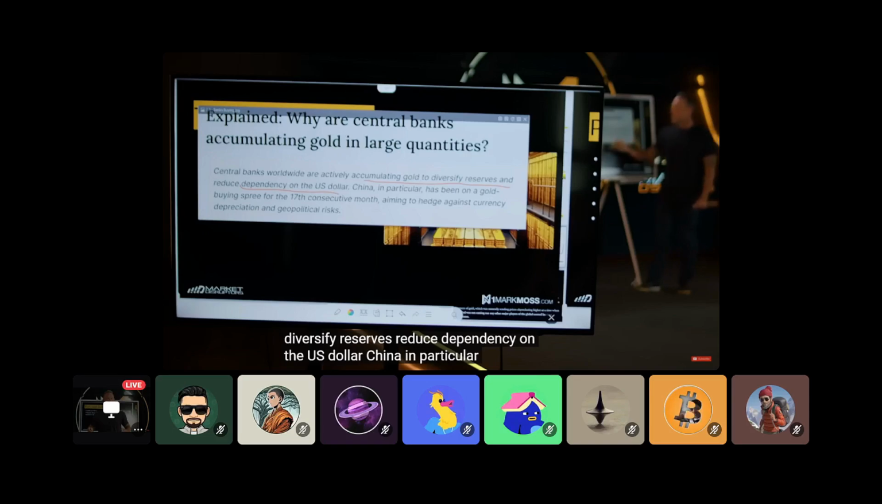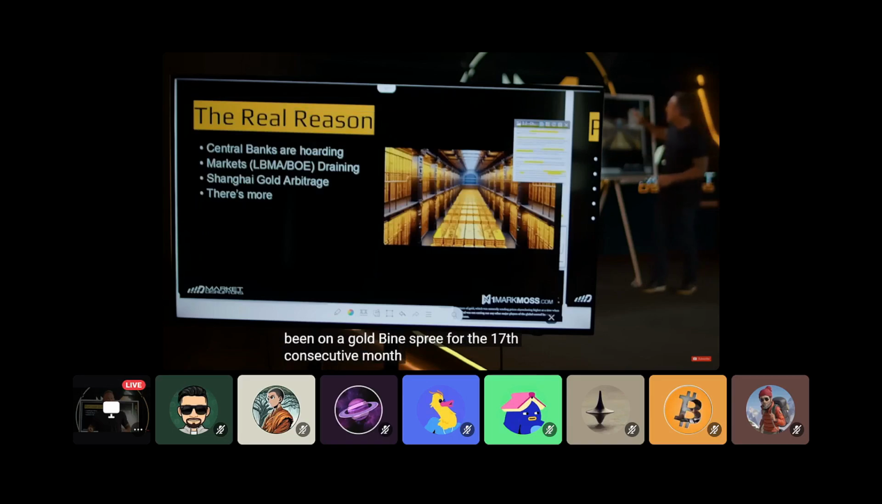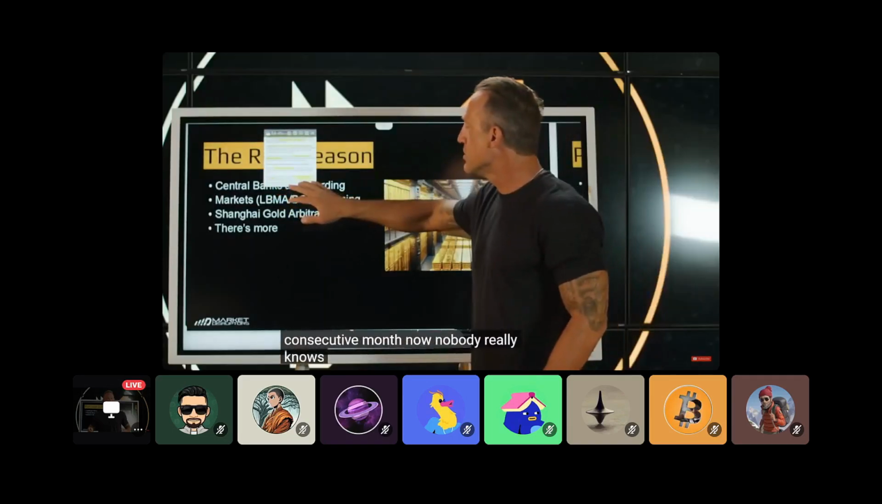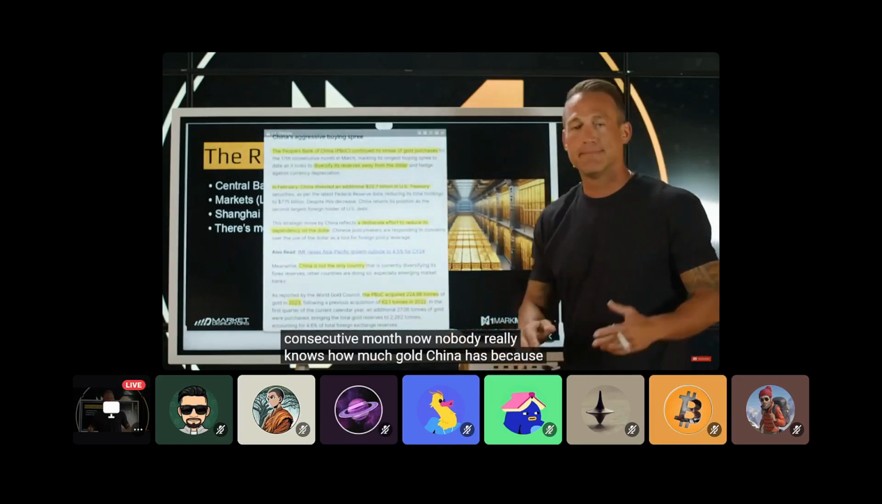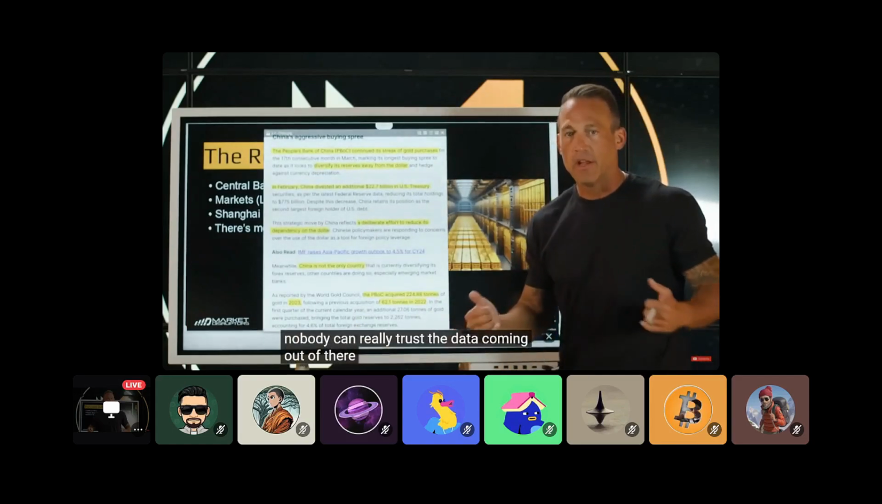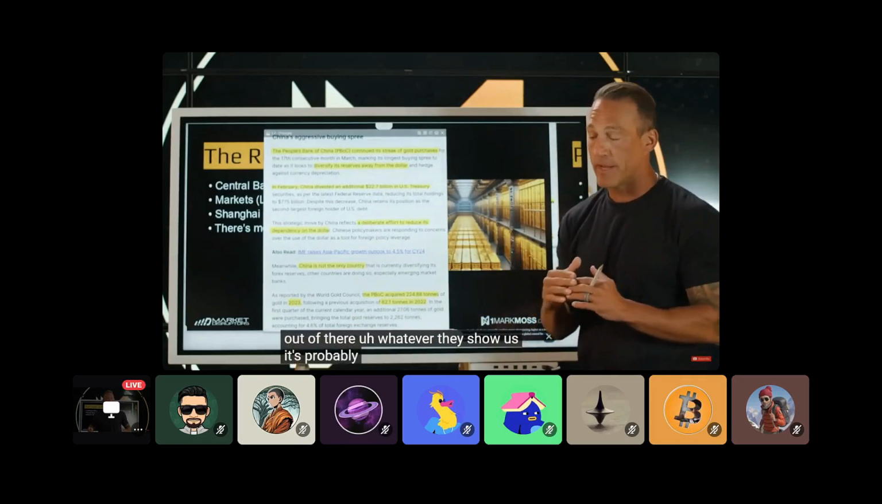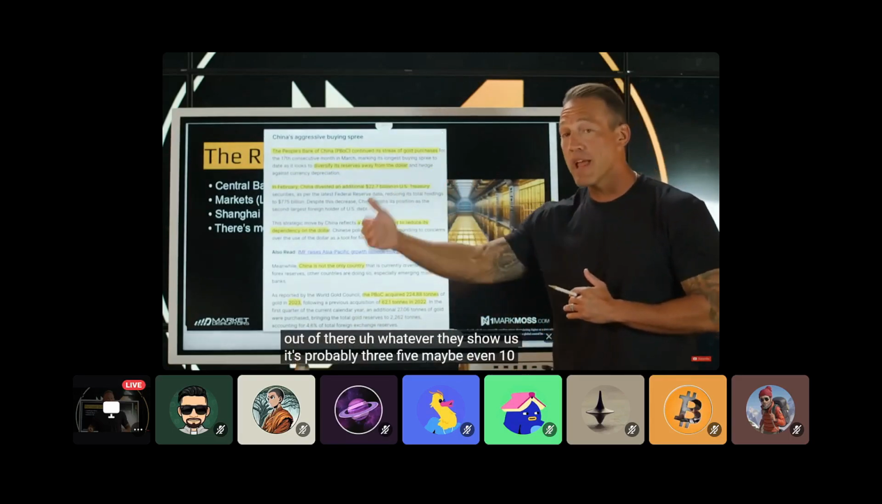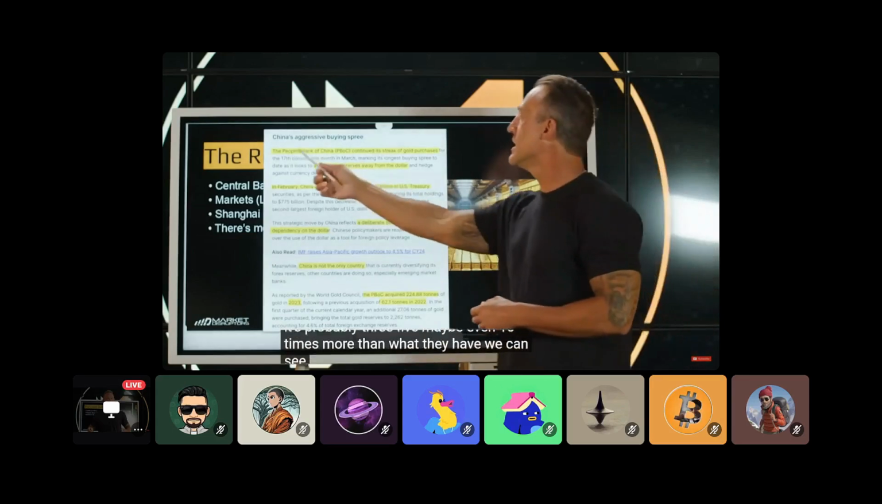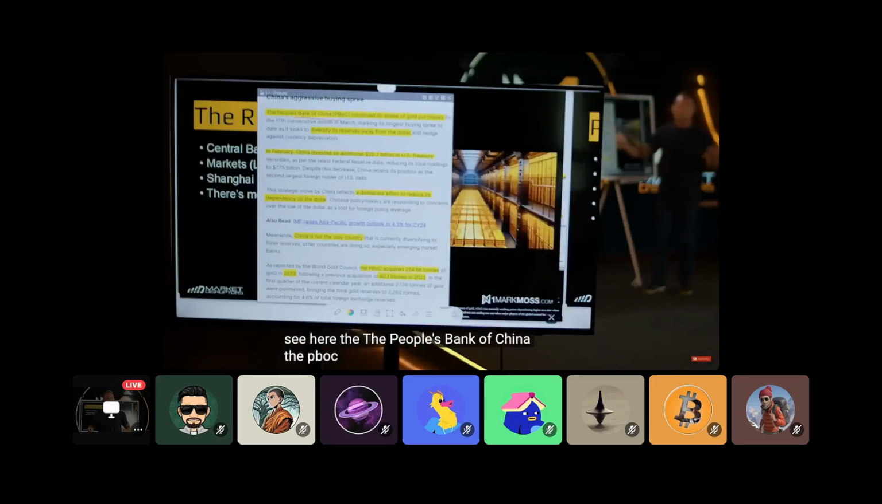China, in particular, has been on a gold buying spree for the 17th consecutive month. Now, nobody really knows how much gold China has because nobody can really trust the data coming out of there. Whatever they show us, it's probably 3, 5, maybe even 10 times more than what they have. But we can see here the People's Bank of China, the PBOC, continued a streak of gold purchases. It's diversified its reserves away from the dollar.